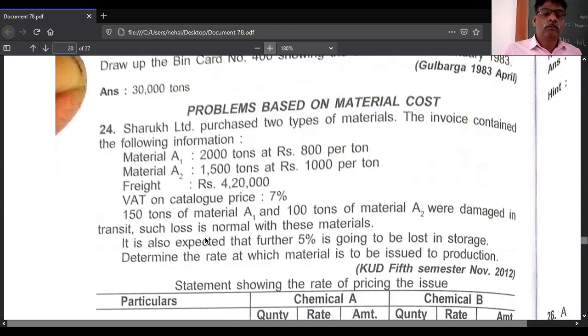It is expected that a further 5% is going to be lost in storage. The 150 tons of A1 and 100 tons of A2 material lost in transit is considered a normal loss. You have to deduct it in the quantity. And 5% is the loss in storage. That is to be deducted in the quantity or added to the cost. You have to increase the cost or decrease the quantity. There are two options. You see here how they solve the problem.